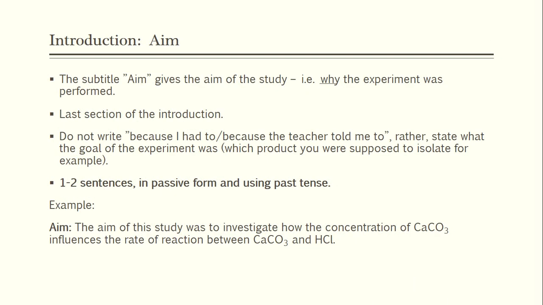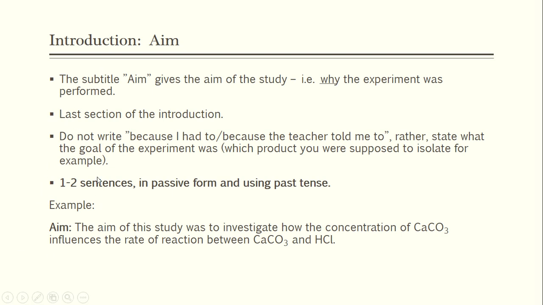Okay. Then we're going to have a subtitle here that's called Aim. The aim gives the aim of the study, that is, why did you perform the experiment you performed? And it's the last section of the introduction, so you finish off by giving the aim. And of course, we don't write because I had to or because the teacher told me to. Rather, try to state what the goal of the experiment was. We're practicing how to write a scientific report, and we're pretending that we did the study of our own free will because we wanted to figure something out.